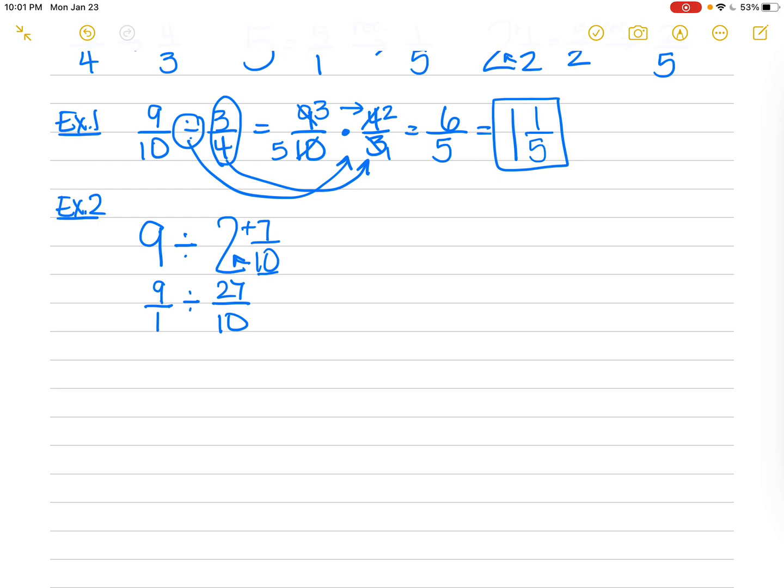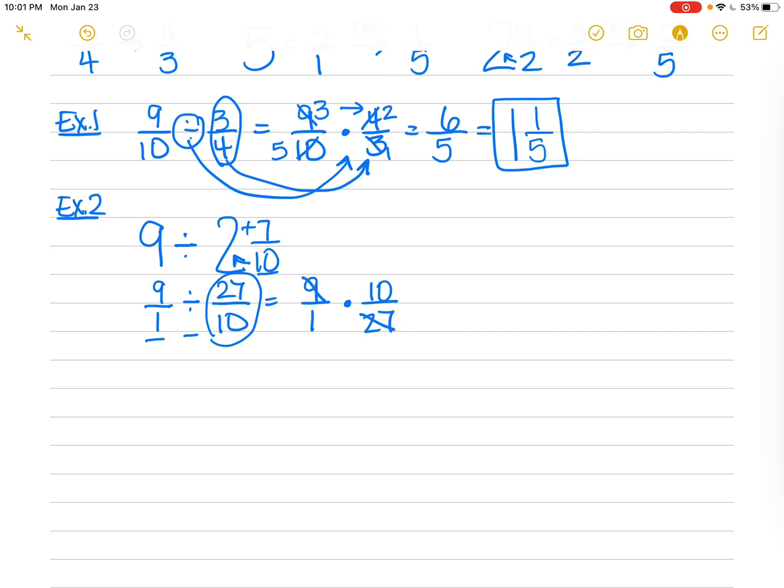Okay, now I'm going to change this to a multiplication problem. So to do that, I keep the first number the same, right? 9/1. Then I change the division to times. And then that last one, I'm going to flip. So I'm going to make it its reciprocal.